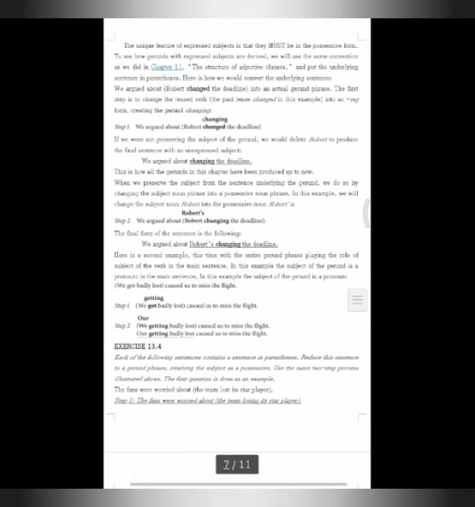Step 2. We argued about Robert's changing the deadline. The final form of the sentence is the following. We argued about Robert's changing the deadline.